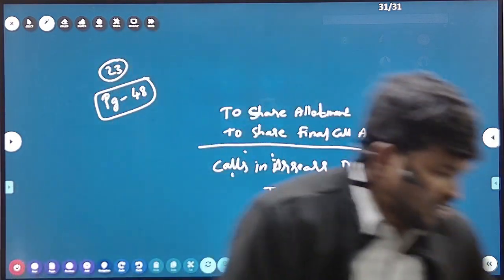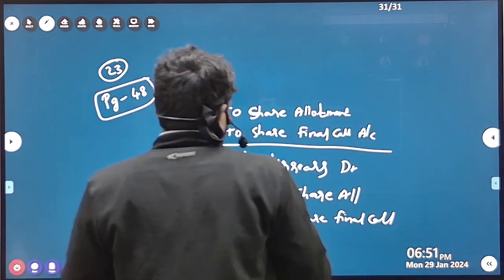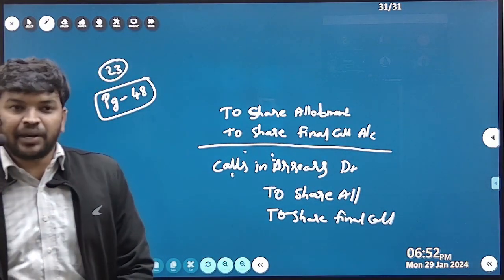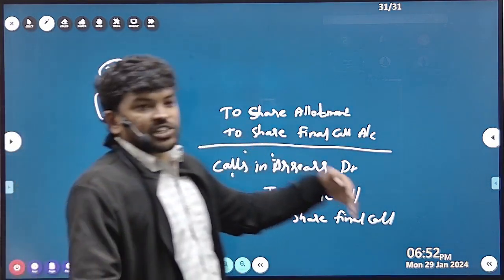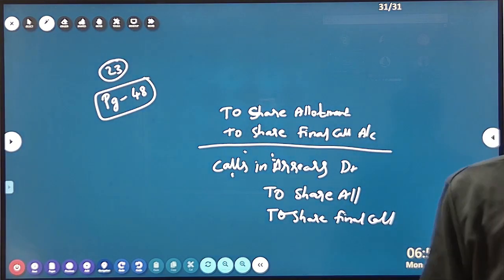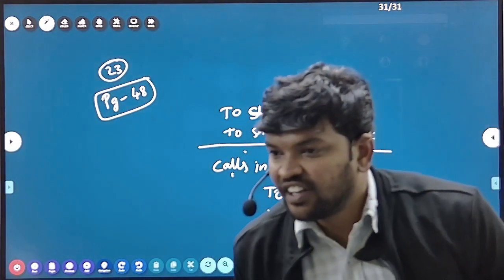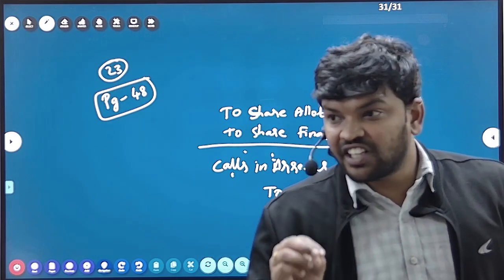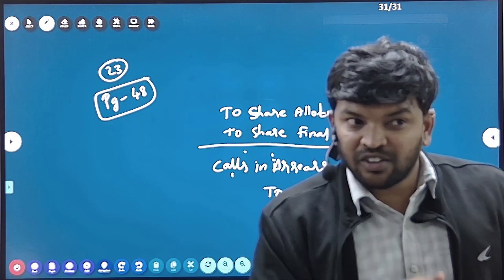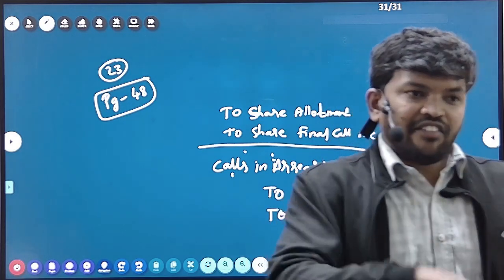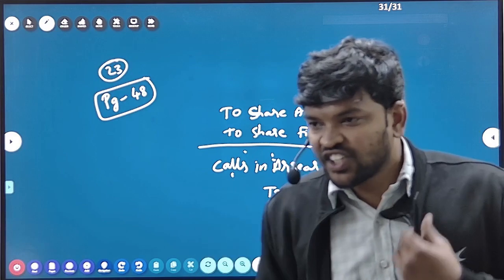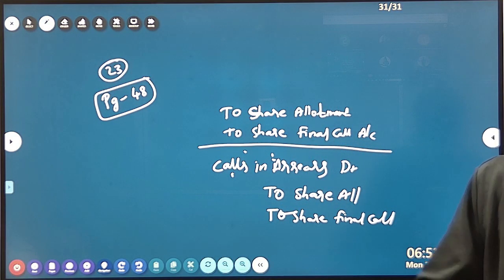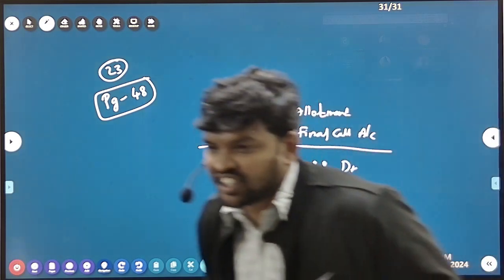So, how much was paid? 5 rupees. Unpaid? 5 rupees. So 500 paid, 500 unpaid. So calls in arrears account credit 500, forfeiture account credit 500. Understood? 5 rupees has been paid on every share. So 5 rupees is the profit, yes or no? We are cancelling the shares. 5 rupees the company can enjoy. So 500 credit calls in arrears, 500 credit forfeited shares. Clear with the first entry?